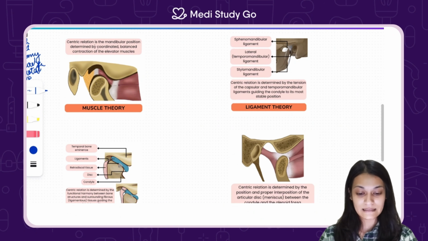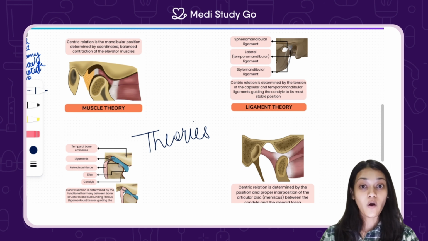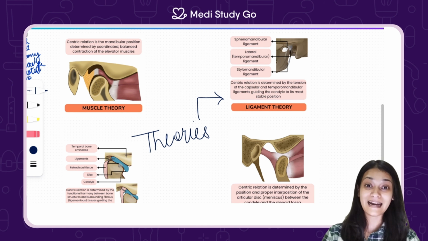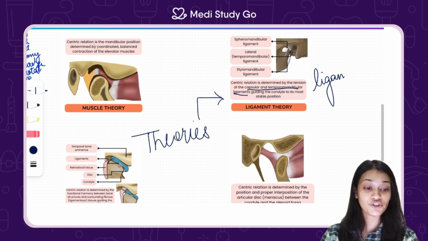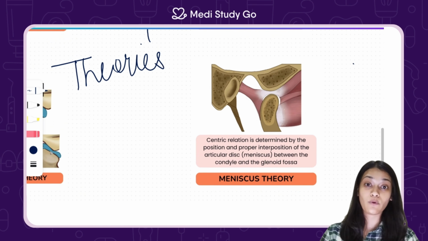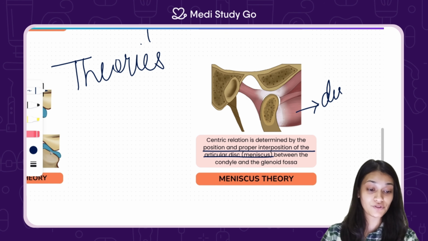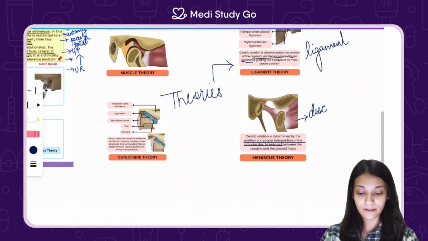Let's move on to discussing the theories now. According to ligament theory, centric relation was determined by the tension of capsular and temporomandibular ligaments. So it was basically the ligament that made sure that your mandible went into centric position. Then there was a meniscus theory. What did it say? That the centric relation was determined by the position and proper interposition of the articular disc. So this was more about the position of the disc and not the ligament.